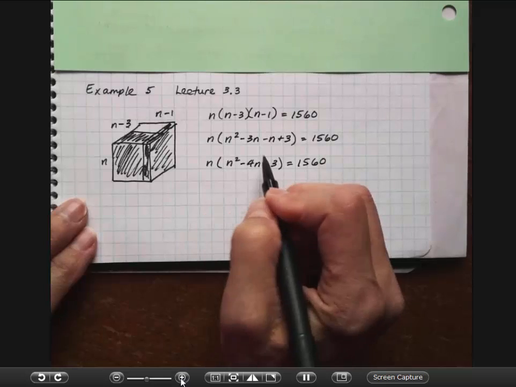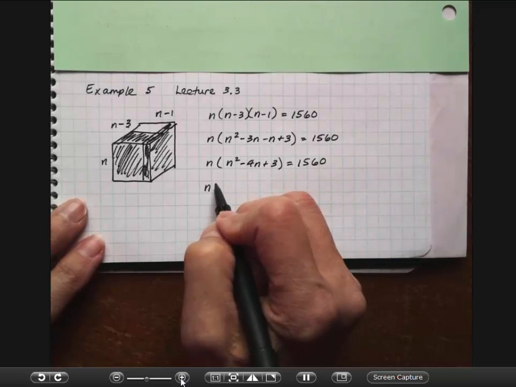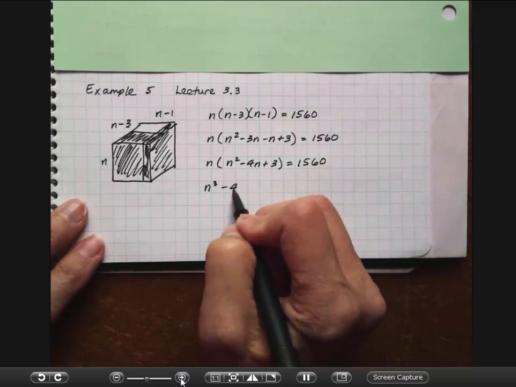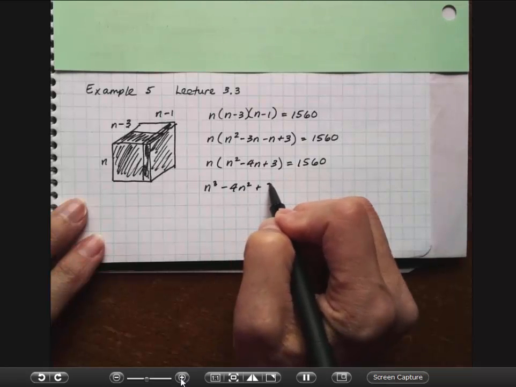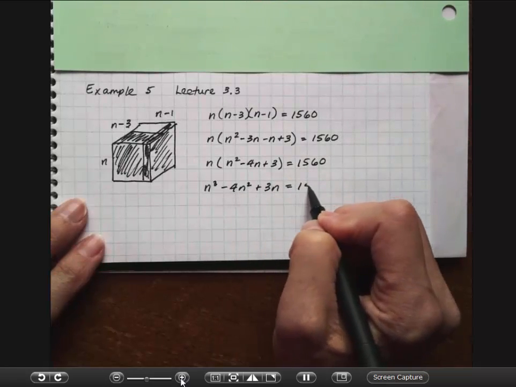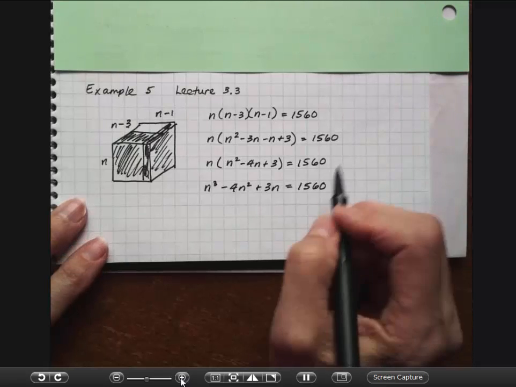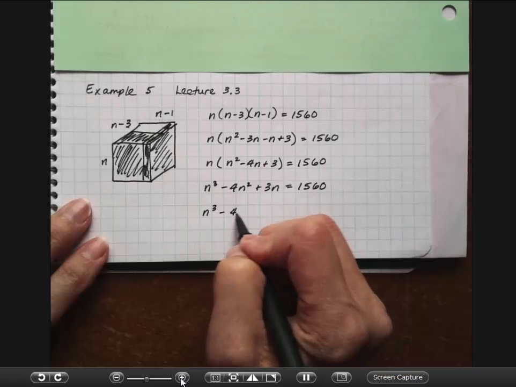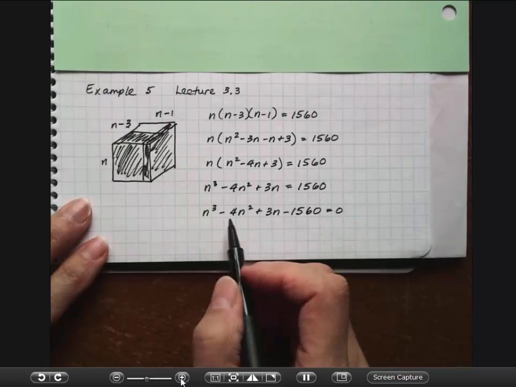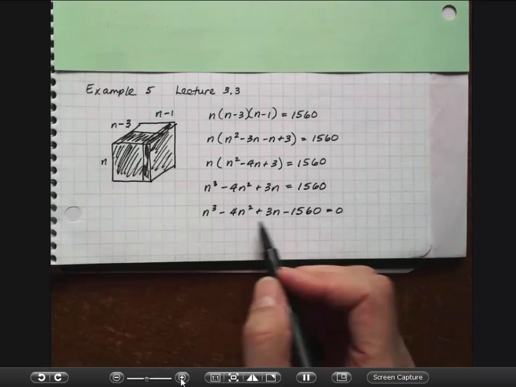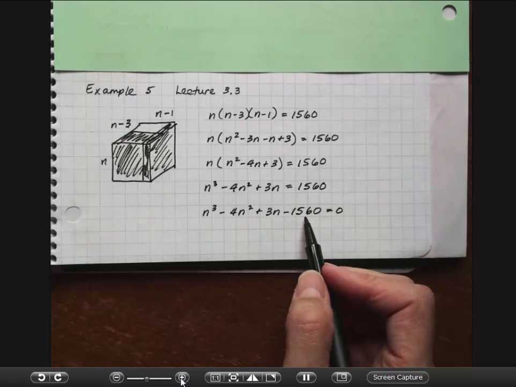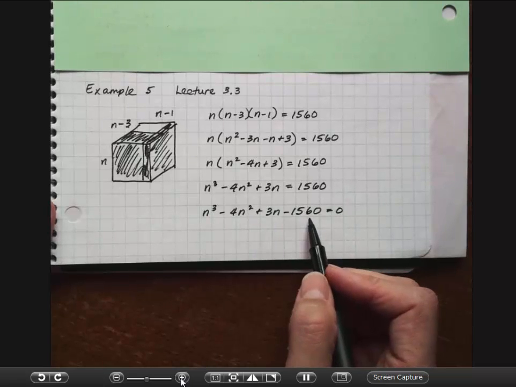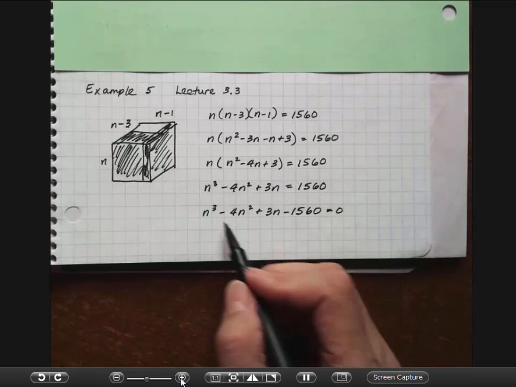Then I'm going to go ahead and distribute the n. So I end up with n to the third minus 4n squared plus 3n equal to 1,560. And then I'm going to bring the 1,560 to the other side so that I can solve this for its zeros. So now that I've set the equation equal to 0, if I knew how to factor this, I could factor, but we don't. So we're going to use the methods that we learned in 3.3 to find the zeros of this function.